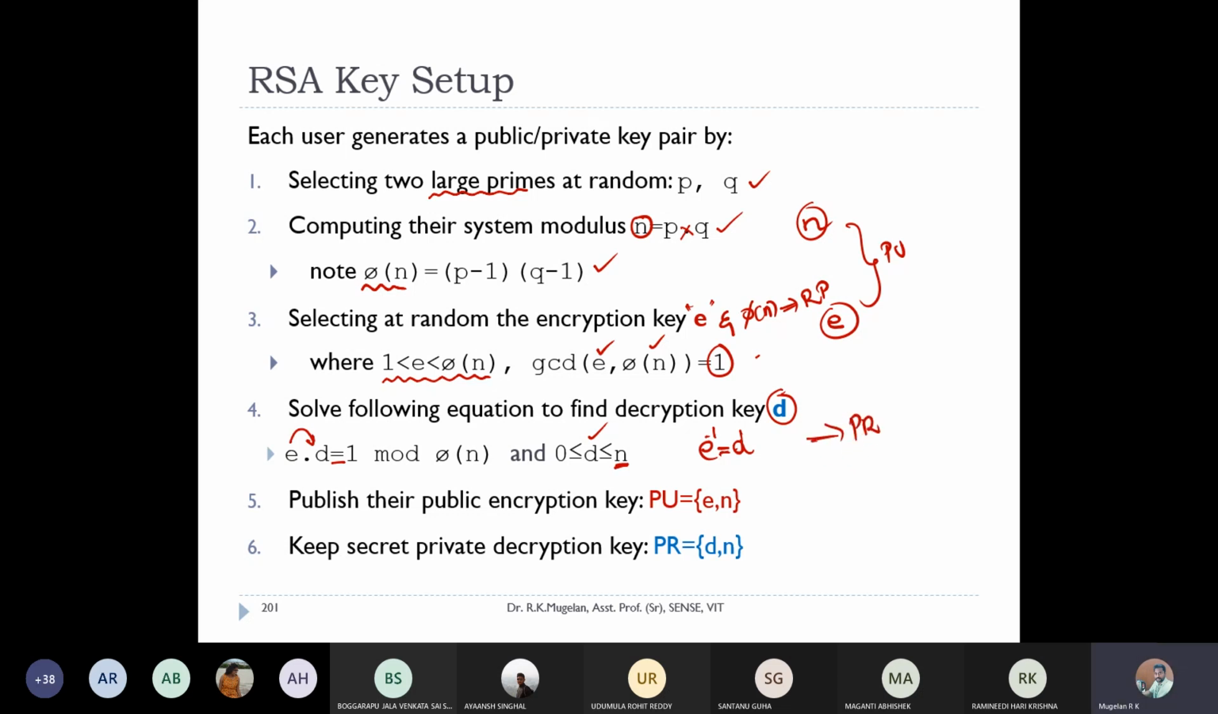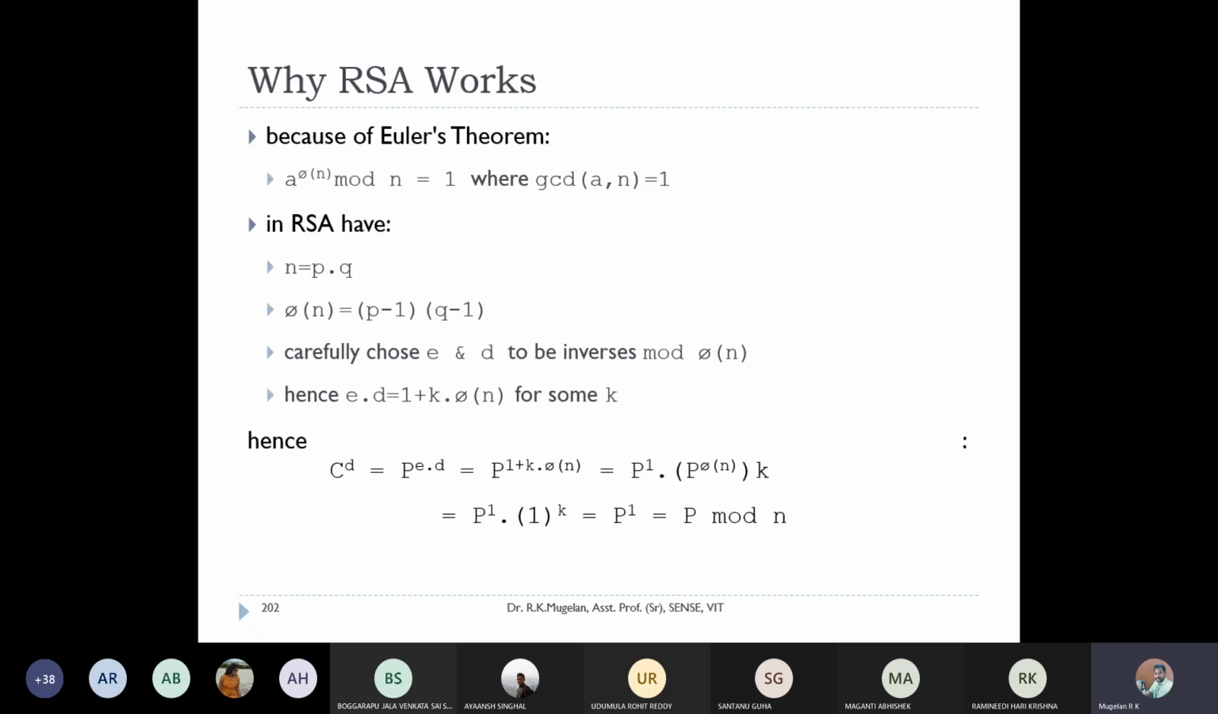Using this, you can start with your encryption process. Now, how does this RSA system work? What is the math behind using these two numbers? Here they are using the basic Euler's theorem, because your value of n is p dot q, and phi of n is (p minus 1)(q minus 1). You are choosing E and D to be inverses of each other. Under these conditions, E dot D will obviously be 1. We already know this.